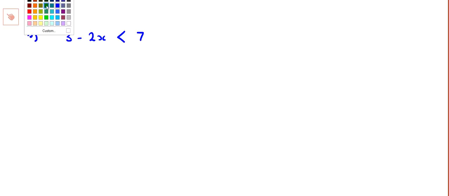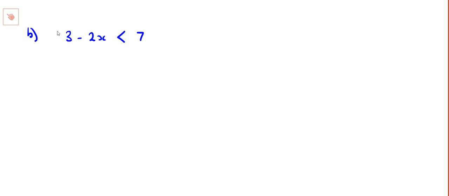How about the second one? I think that's pretty much the same, yeah? But what's different about the second one? I will write it to show we've got 3 minus 2x is less than 7. So actually it's a good one to check on how to solve it. So what do you do first?